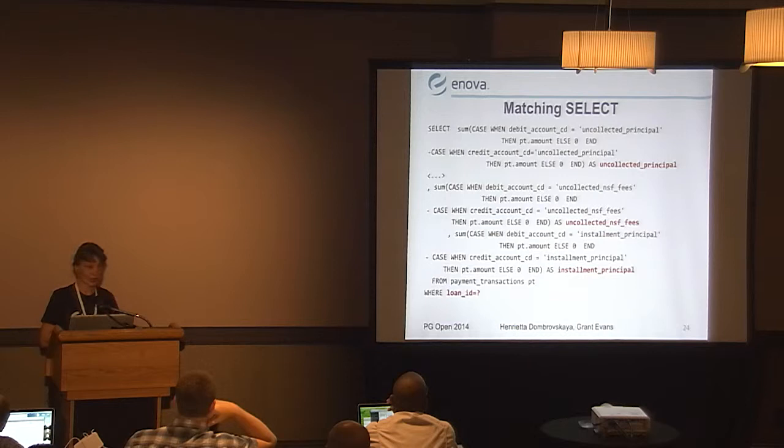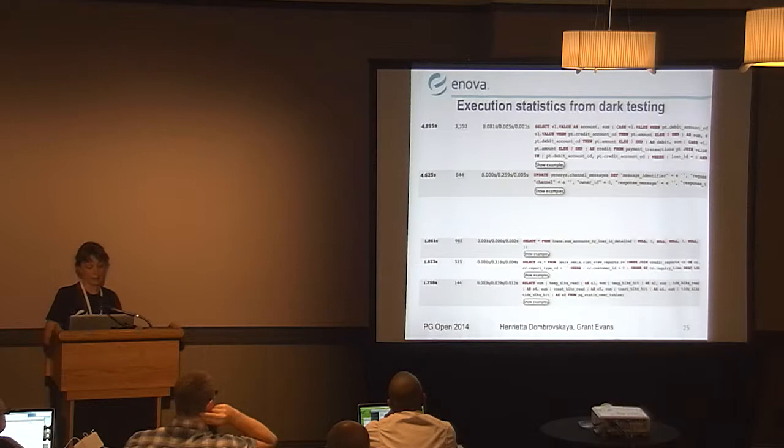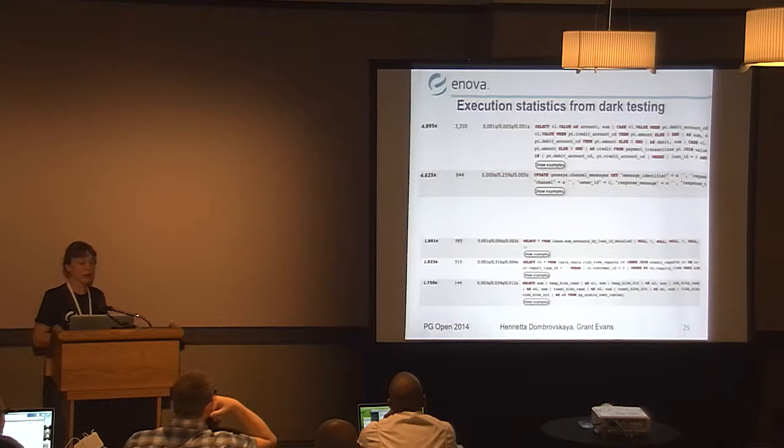It's executed exactly as long as previous ones, but it's executed just once because we identify all the balances we need to retrieve and feed these balances with their names to the Ruby method, which gave us a very nice improvement. These were the statistics from the smaller database from the dark testing, which basically tells us that we improved performance four times on this method.